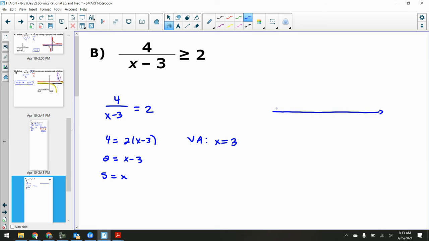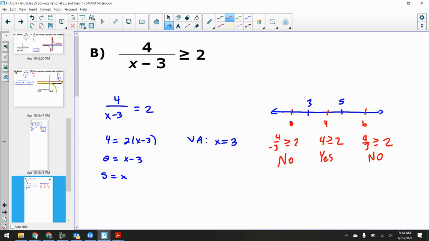Go to my number line. I see 3 and 5 are my critical points, and let's pick some tested values. Let's go 0, 4, and 6. If I plug in 0: 4 divided by 0 minus 3, so 4 over negative 3. A negative number. Is a negative number bigger than 2? No. And then we have 4 over 4 minus 3, so 4 over 1 is 4. Is that greater than or equal to 2? Yep. And then we plug in 6. 4 over 6 minus 3. 6 minus 3 is 3. I'm going to get 4/3 in this case. Is that greater than or equal to 2? 1 1/3? No. So this one actually does turn out to be a no, yes, no.